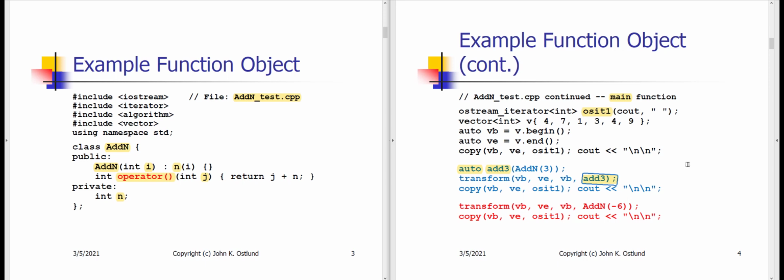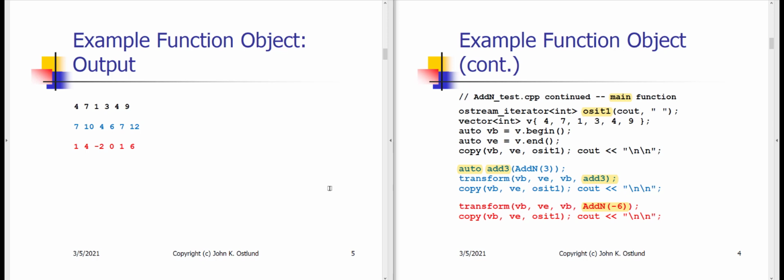I don't really need that variable for any reason. I can go ahead and just call the addN constructor as the fourth argument to transform, and that will create an addN object in which the little n variable has the value -6, and so this transform will subtract 6 from all of the values in VB. Okay, so that's the end of that, and the output is shown here on slide 5.